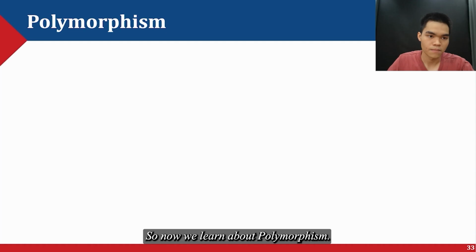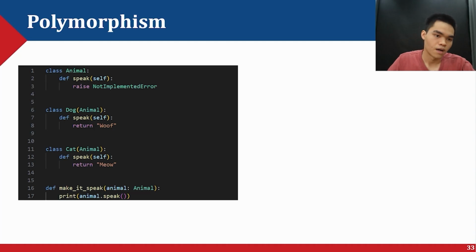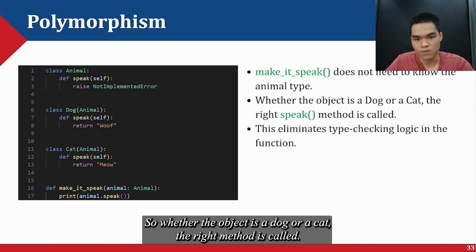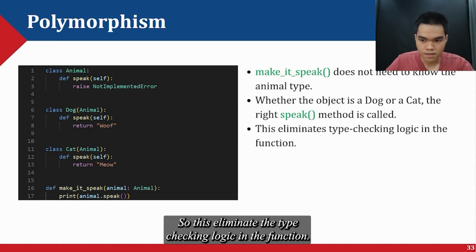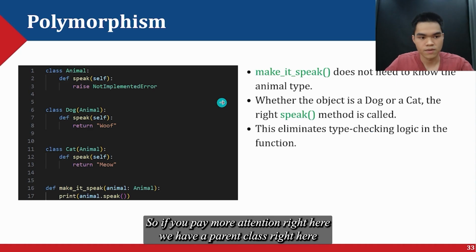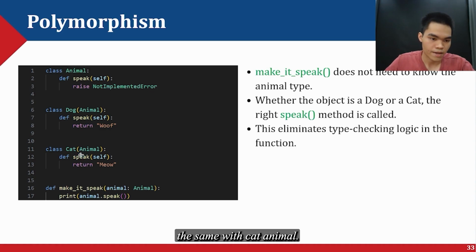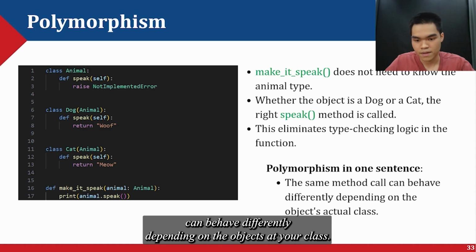Now we learn about polymorphism. You can look at the code here. The make it speak function does not need to know the animal type. Whether the object is a dog or a cat, the right speak method is called. This eliminates the type checking logic in the function. If you pay more attention right here, we have a parent class: class Animal is the parent class, and class Dog(Animal) is a subclass, and the same with Cat(Animal). Polymorphism in one sentence is that the same method can behave differently depending on the object's actual class.